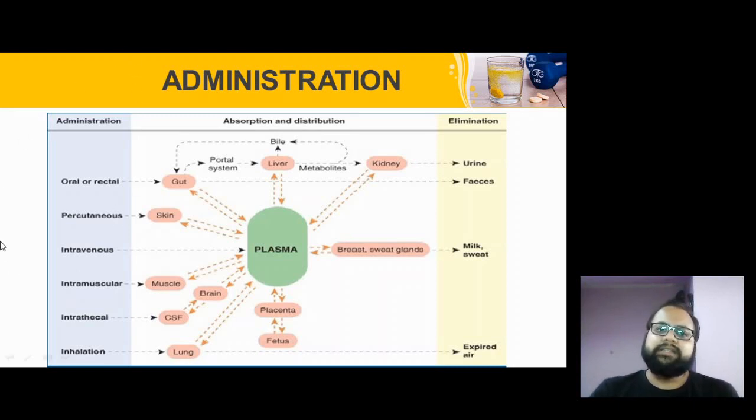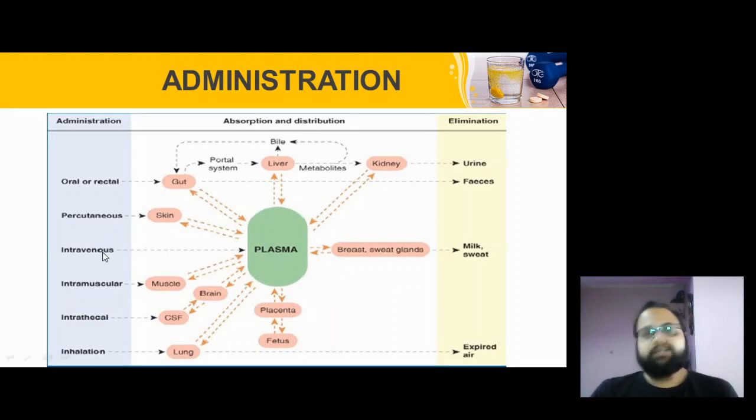Once the drug is administered through all these routes, it goes into your plasma, that is into your blood. It is in this plasma or blood where the actual distribution starts taking place. So this is nothing but your absorption stage here, and from the absorption stage it is your distribution stage, that is in your plasma.